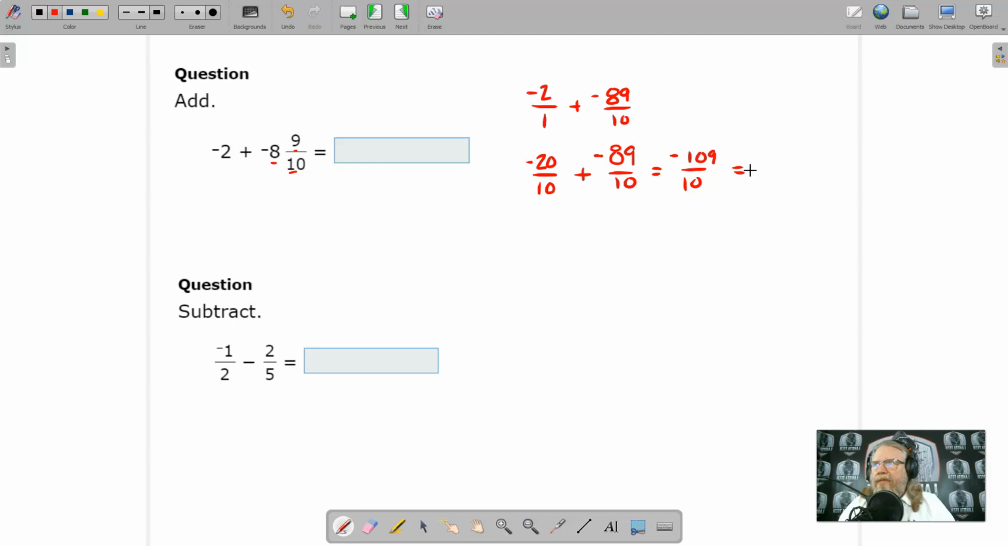Now, we could convert this back to a mixed number. It is going to be a negative number. 10 will go into 109 10 times with a remainder of 9, and our denominator is 10. So we could go with negative 10 and 9 tenths. Now, there is another way to do this. And also, real quick, negative 10 and 9 tenths, think of that as a decimal. Negative 10.9. 9 tenths. The 9's in the tenths place. So keep that in mind.